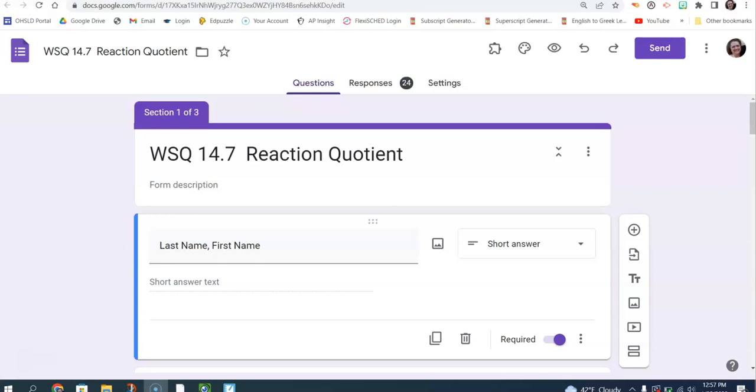In the last WSQ, somebody had asked, what is Q? And I said, we're going to address that in the next section. Well, here it is, the reaction quotient.